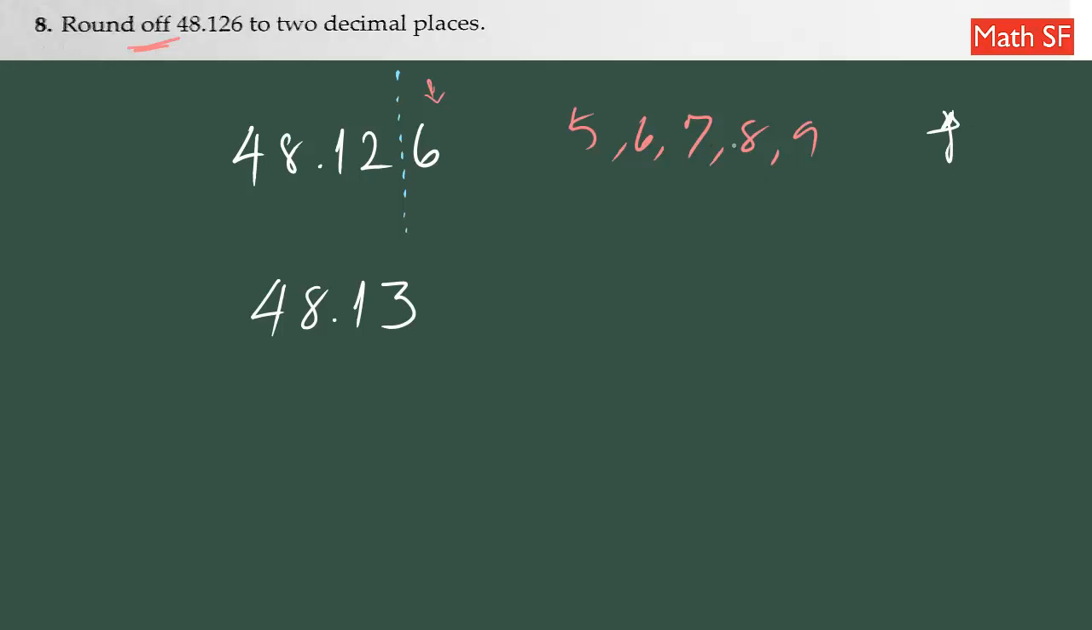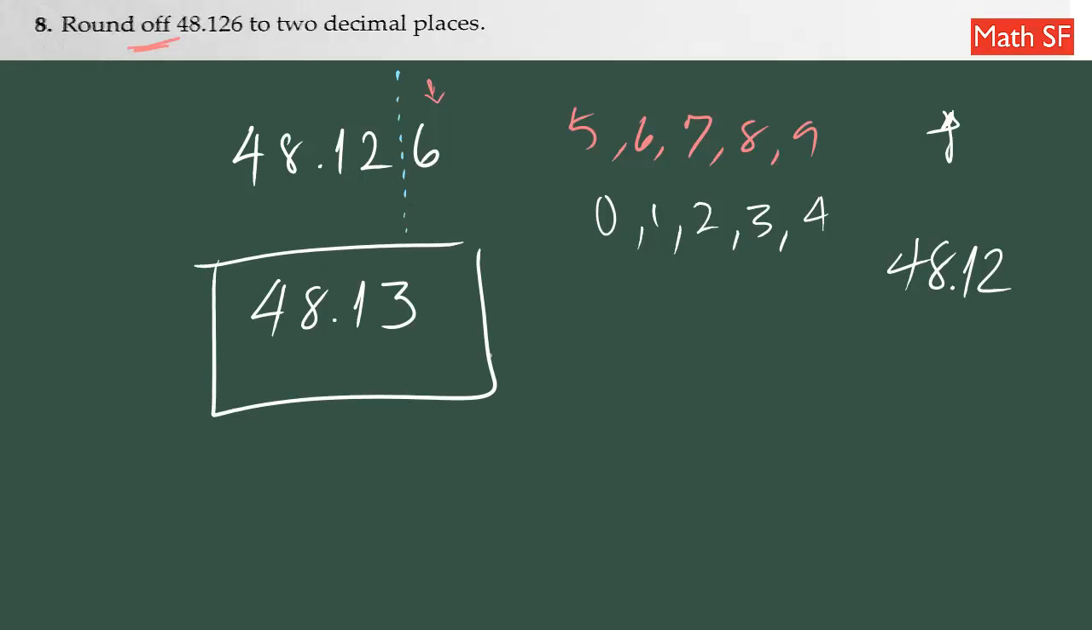And if it happened to be 0, 1, 2, 3, or 4, you're pretty much just stopping there. You're not going down, it would have been 48.12. Okay, but that's not the case in this part. So we're having 48.126, right? So this 6 is larger than 5, therefore we're going up. So my final answer is 48.13. 48 and 13 hundredths.